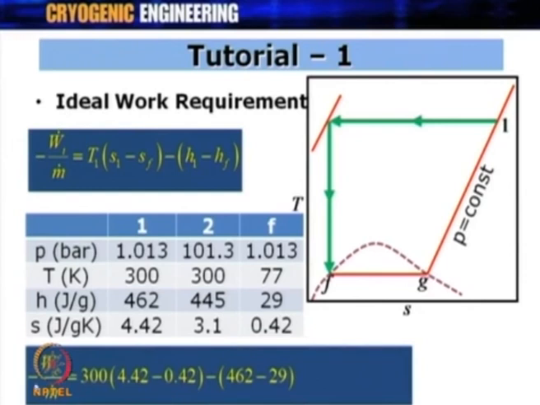We can calculate minus Wc upon m dot equal to 300 into (S1 minus SF) minus (H1 minus HF), and this is equal to 767 joule per gram. These are now known values to us because we have solved various problems for this. So, this is the ideal work requirement for an ideal thermodynamic cycle.